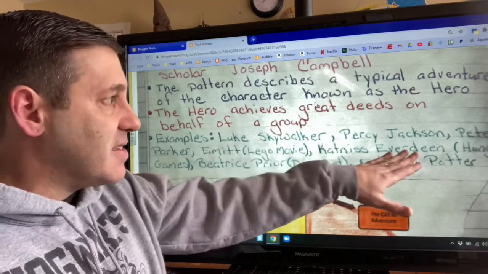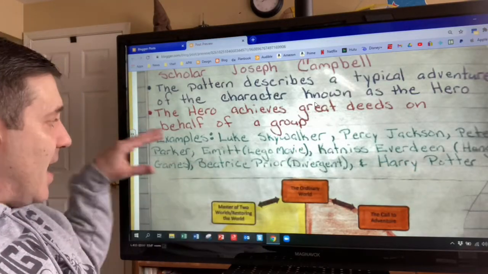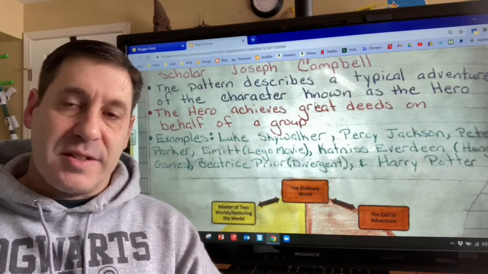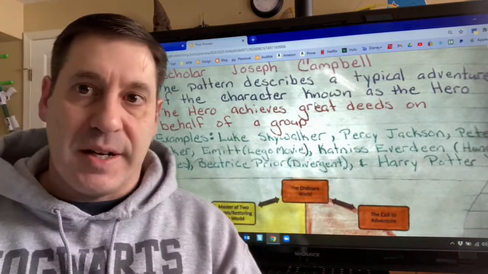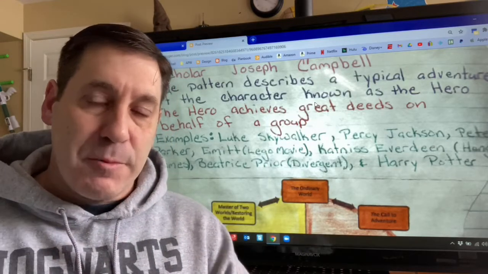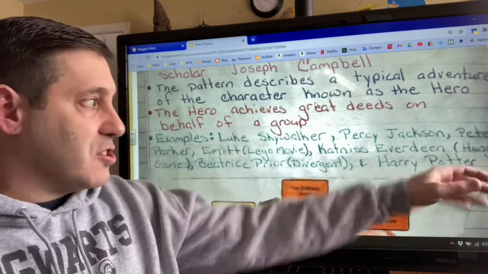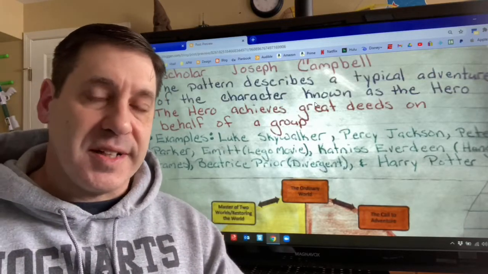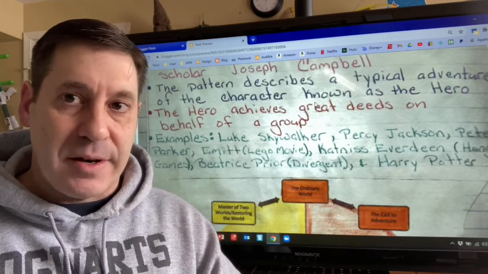So Katniss Everdeen from the Hunger Games, and same as Beatrice Pryor. She goes by the name of Triss in the Divergent series. And again, this is a series of novels. There's 3 of them, but they've also been made into popular movies, just like the Hunger Games. All right, these two characters are perfect examples of characters who fit this pattern.